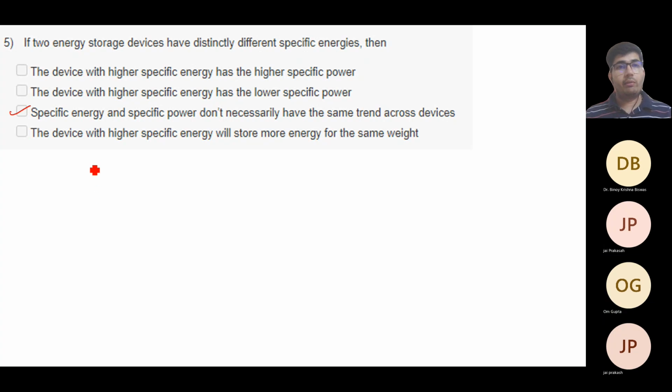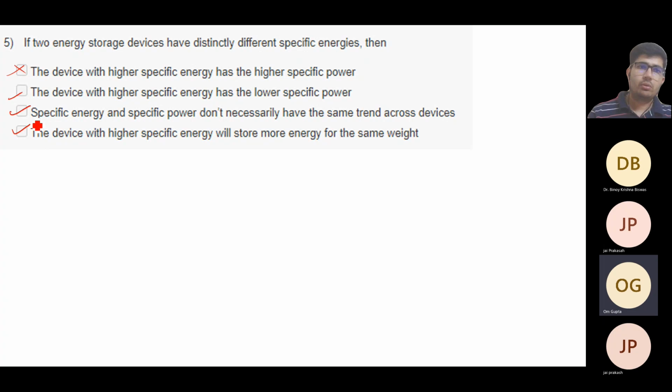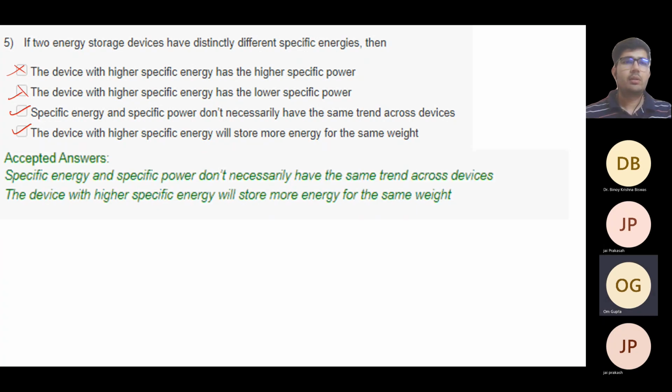Option four: the device with high specific energy will store more energy for the same weight. That is also correct. Now, option A: the device with higher specific energy has the higher specific power. No. The device with higher specific energy has the lower specific power. No. So option C and option D are correct.